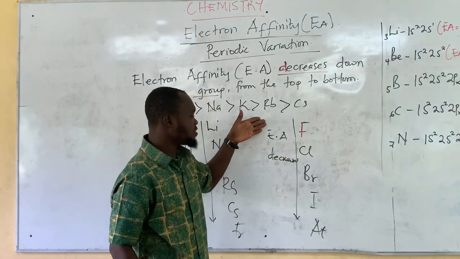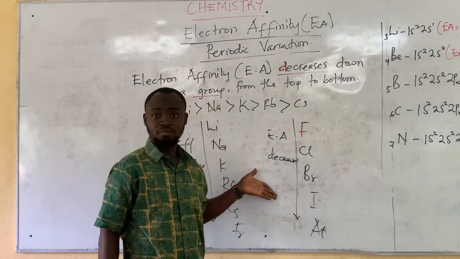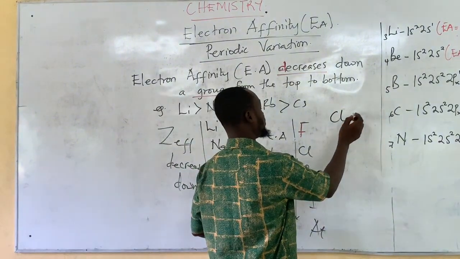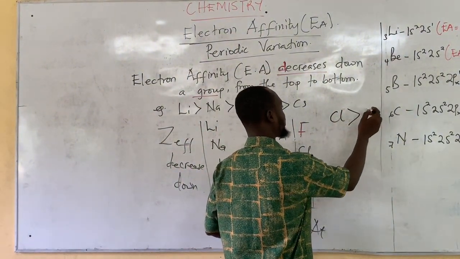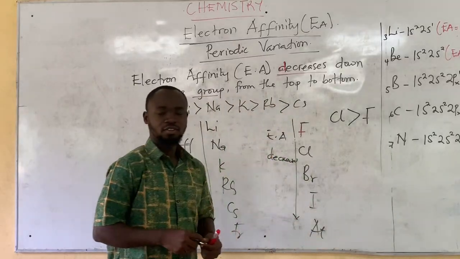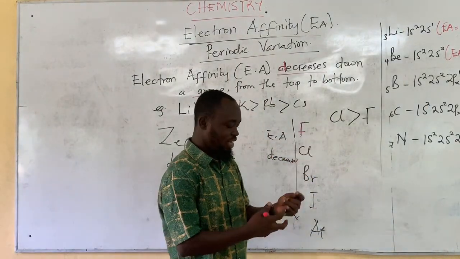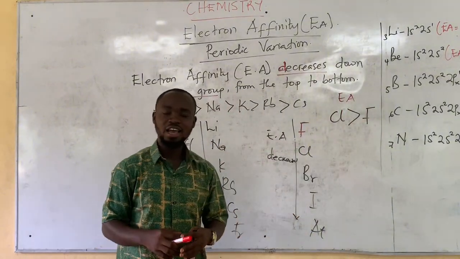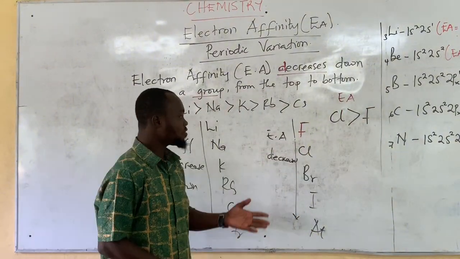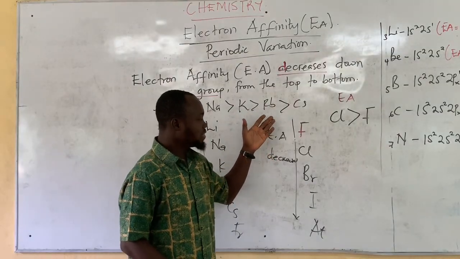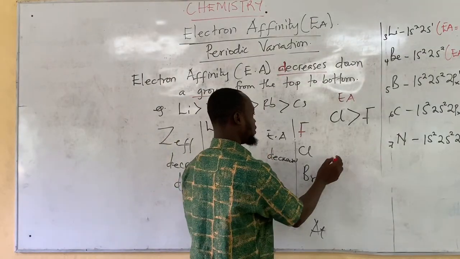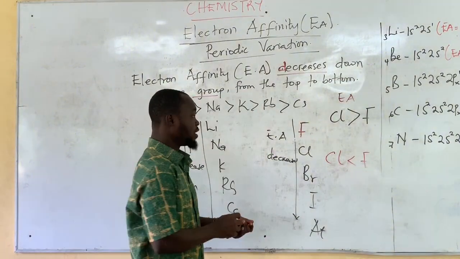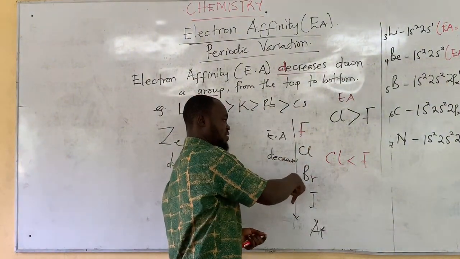Because electron affinity is gradually what? Decreasing. The irregularity here is that chlorine has a higher electron affinity than fluorine. Chlorine has a higher EA than fluorine. And this is a discrepancy in the trend, because in the trend, we expect the electron affinity for chlorine to be lower than the electron affinity of fluorine, because electron affinity decreases down the group.